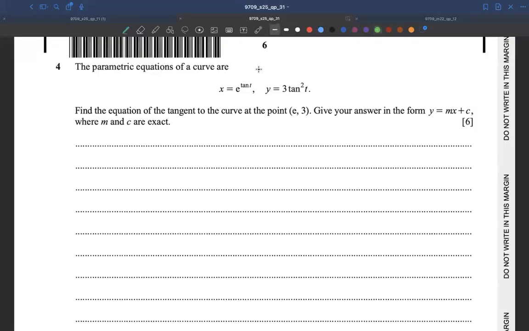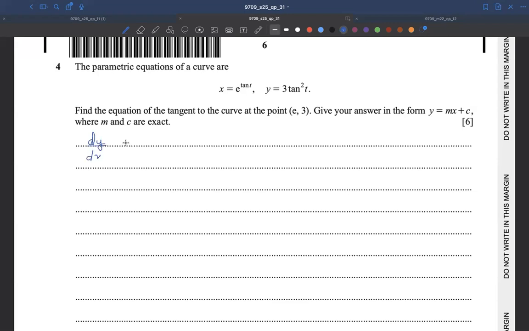In question number 4, the parametric equations of a curve are x equals e to the power tan t, y equals 3 tan square t. We have to find the equation of the tangent to the curve at the point e comma 3, giving the answer in the form y equals mx plus c, where m and c are exact. Now to find the equation of a tangent or any line, we need a point and the gradient. To find the gradient, we'll find dy/dx as it represents the gradient of the tangent.